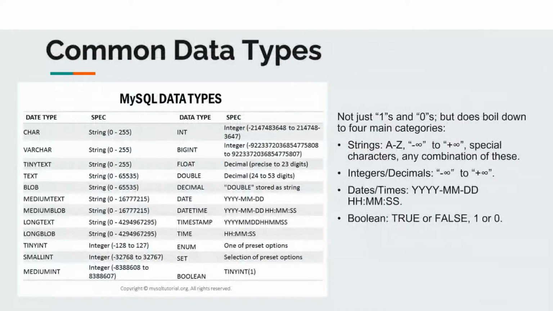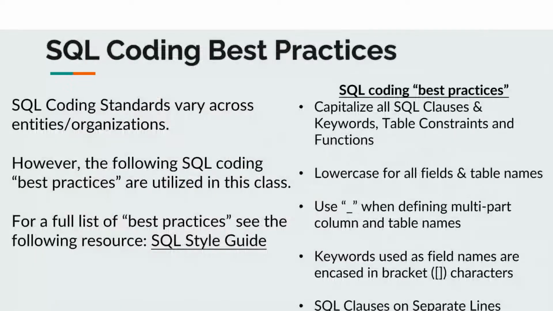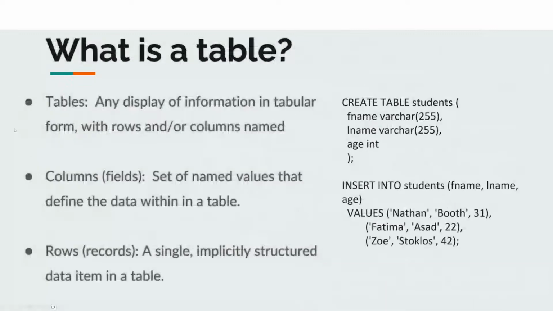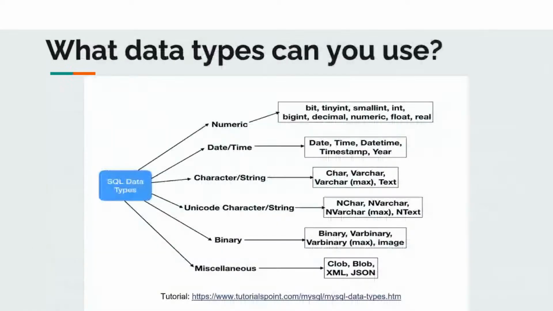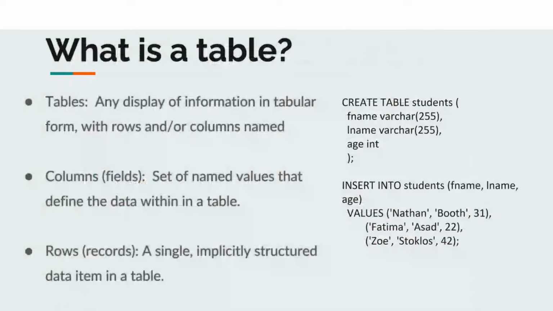We'll use an underscore when defining multiple part columns and table names. I do that as much as possible in this class. It doesn't always happen, but in general, if we're doing a two-part table name, if we did students underscore grades, maybe it's like report cards. Instead of doing students, you'd use students underscore grades instead of combining it all into student grades. If it's a multi-part table name, which happens sometimes, we'll try to use underscores.